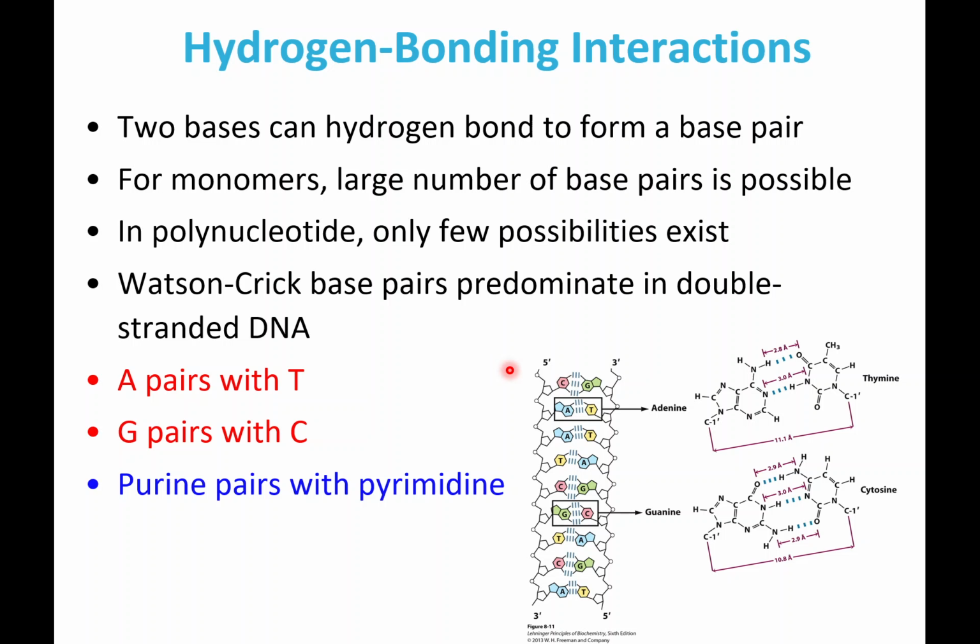What we refer to as Watson-Crick base pairing is going to be the majority of the base pairings in double-stranded DNA, where A pairs with T and G pairs with C, as shown on the right here. Another way you can say this is that purines are going to pair with pyrimidines, or a purine will pair with a pyrimidine.